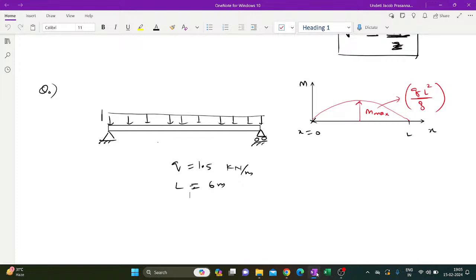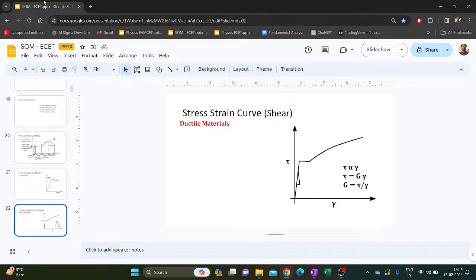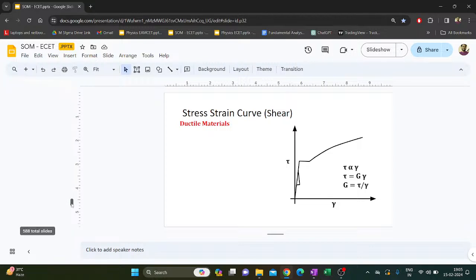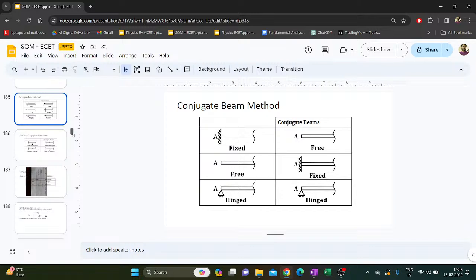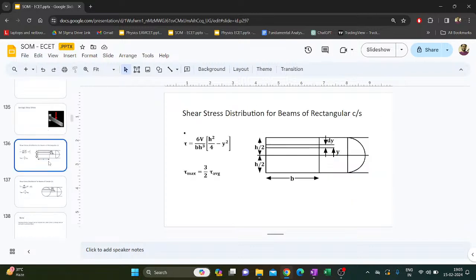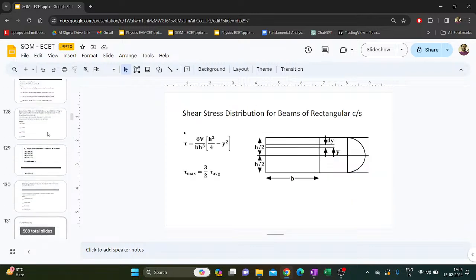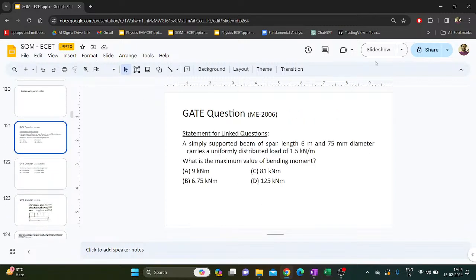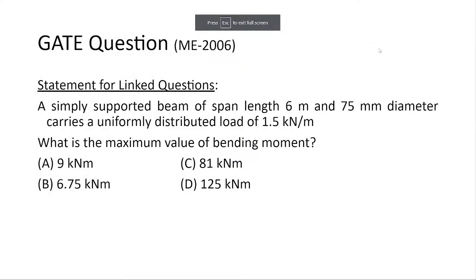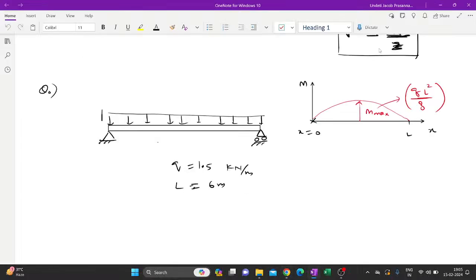Okay, fine. Let me start the class here. In yesterday's class, we started with this question. I told you that we will start solving questions on the stresses in beams, and we started with this particular question. It is a simply supported beam with a uniformly distributed load.